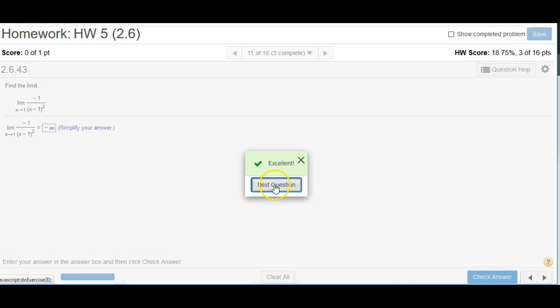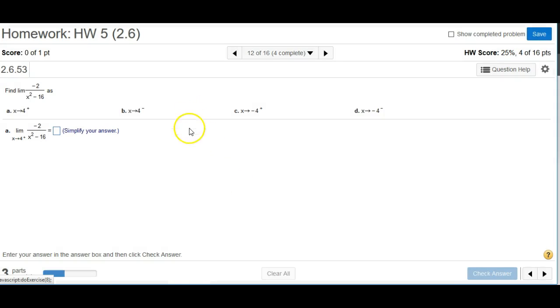Okay, next question. Number 12. So now we have minus 2 over x squared minus 16. The numerator always stays minus 2. And we want to think about it as x approaches 4 or minus 4, and then from either side, right? From the right side of 4, from the left side of 4, from the right side of minus 4, from the left side of minus 4.